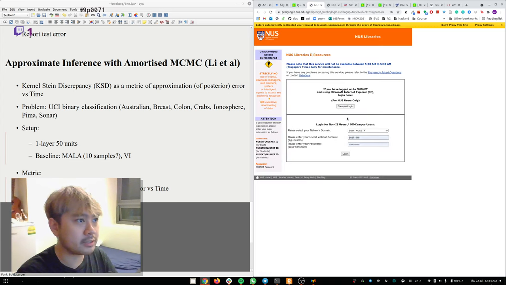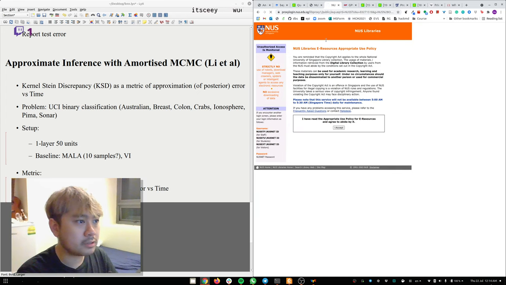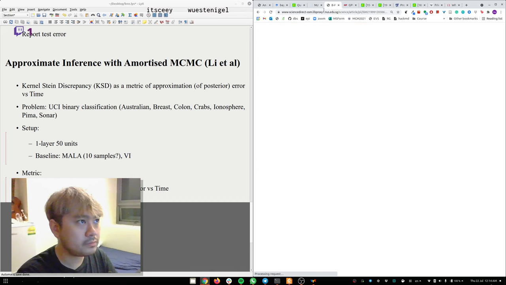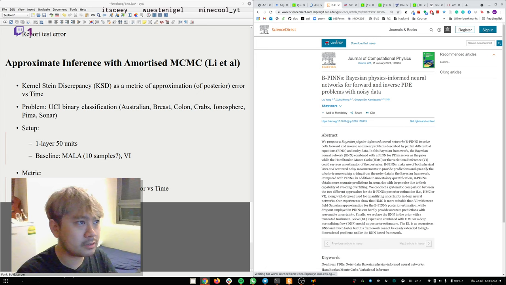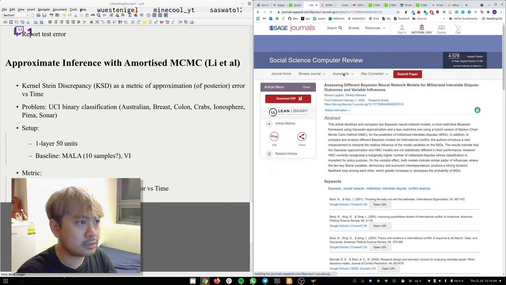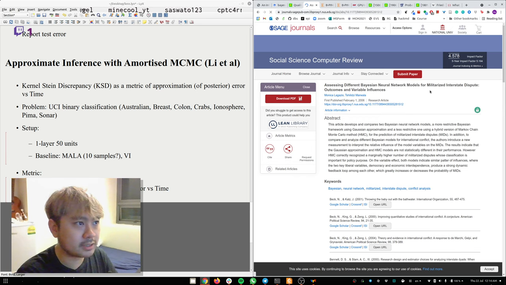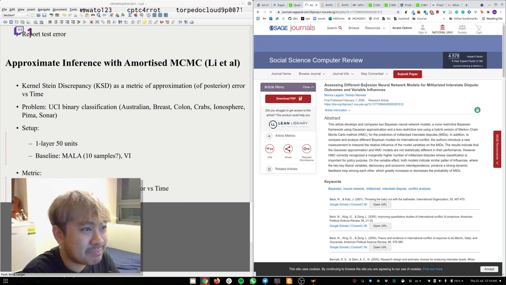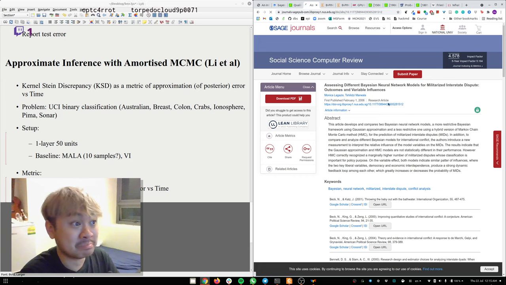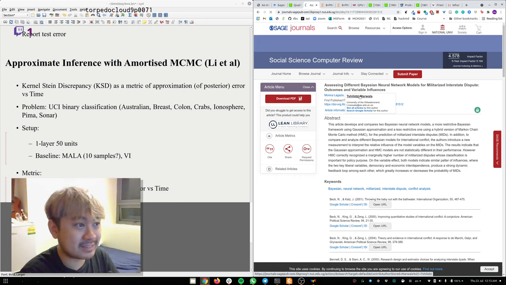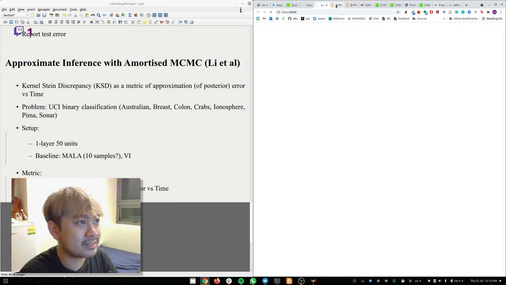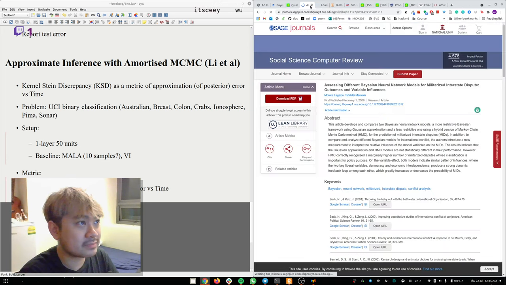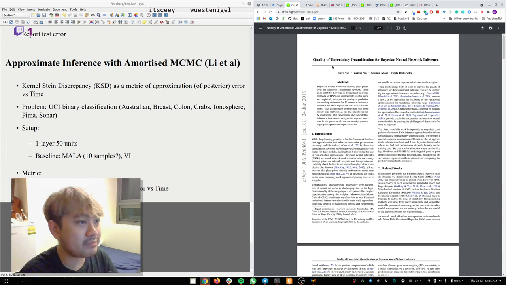Okay, so this paper I'm excited because I think that's exactly what I'm looking for. Let me load up a couple ones for later. Oh, is this a physics one? Militarized interstate dispute. Wait, what? Assessing different Bayesian neural network models for militarized interstate dispute. Oh, it's Marwala again. Okay, this looks intense. Let's do it. Why not? Okay, let's go.